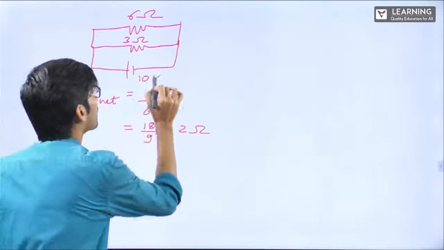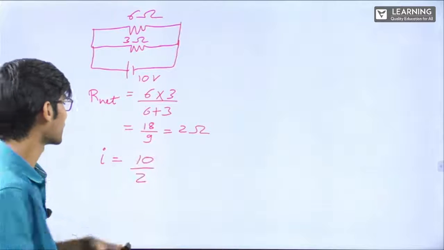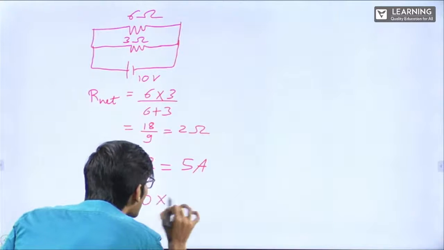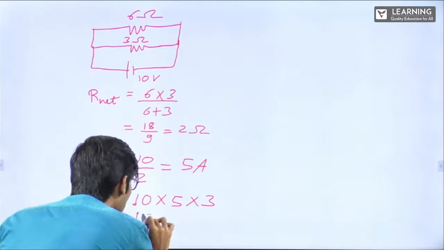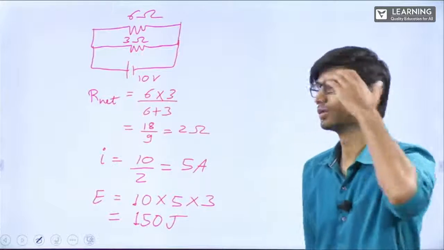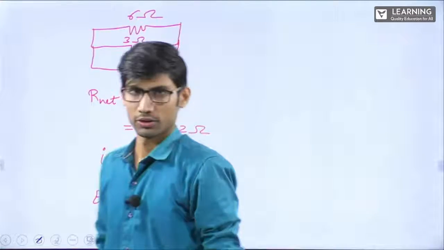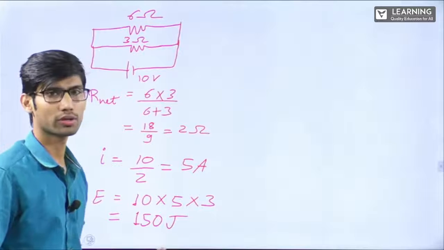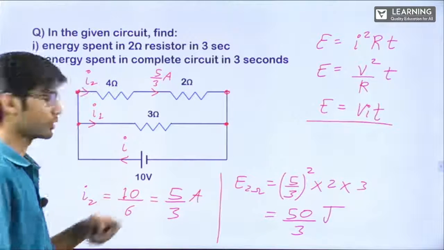10 volt. Current will be 10 by 2. V by R, right? R is this 2. This will be 5 ampere. So energy is equal to V into I into T, that is 10 5s are 50, 3s are 150 joule. 150 joule. Alright? Easy? You can try adding energy spent in all the resistors, you will get the same answer. If you want to cross check, you can do that. Or if you want me to do, I'll do that.